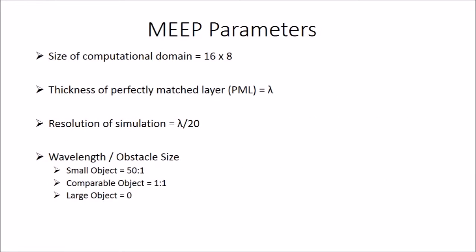We used a computational domain of 16 cross 8 as we can't compute for an infinite size domain. But for a finite computational domain, there will be reflections from the boundary. To avoid them, we placed a perfectly matched layer of thickness lambda. A resolution of lambda by 20 is used for the simulation. We used 3 obstacles for checking the 3 different regimes.